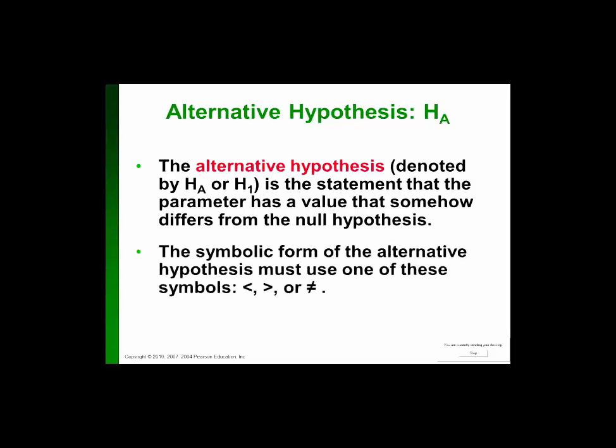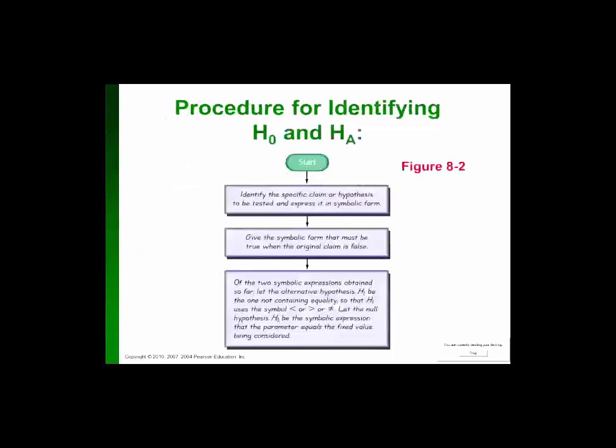All right, we're going to practice this. Let's go through this little flow chart and then practice identifying the null and the alternative hypotheses. First, you have to identify the specific claim or hypothesis to be tested and express it in symbolic form. You may write, the claim is that P equals 0.5, or the claim may be P is greater than 0.5. But writing it in symbolic form means use P for proportion or mu for mean, and then state whether someone is claiming the mean is greater than, or less than, or equal to. What is the claim? You have to know that first.